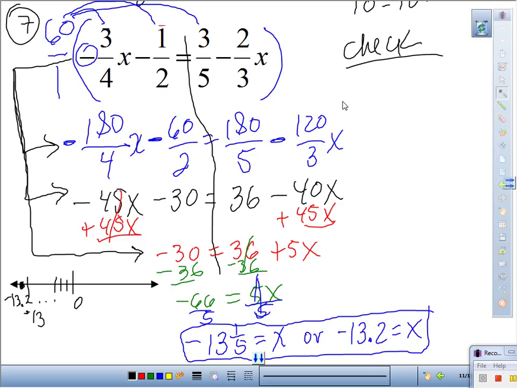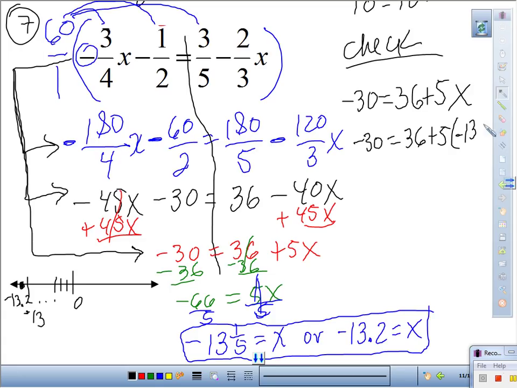Yes, so I'm going to write negative 30 equals 36 plus 5x. Negative 30 equals 36 plus 5 times, what was x? I'm going to use a decimal form. Negative 13.2. Negative 30 equals 36 plus, what is 5 times negative 13.2?